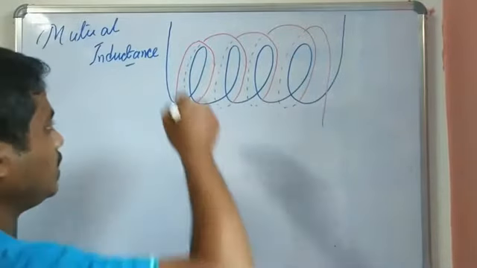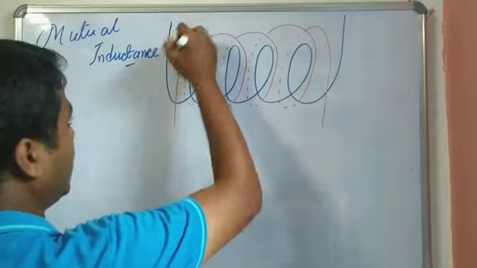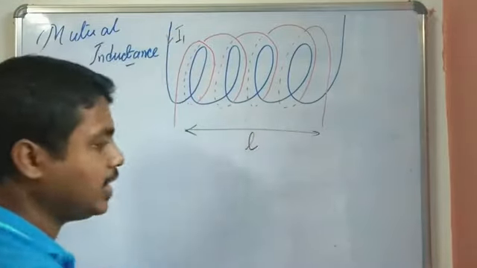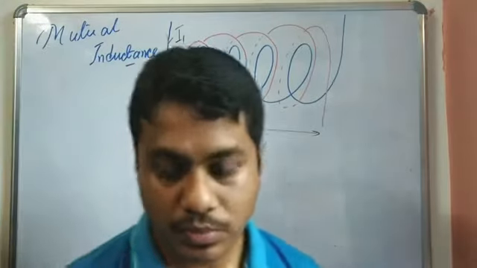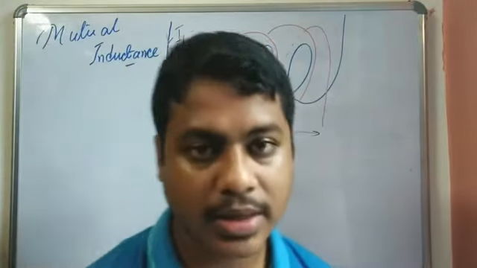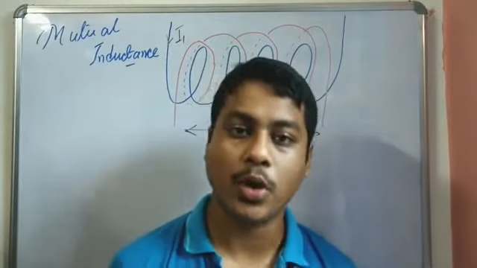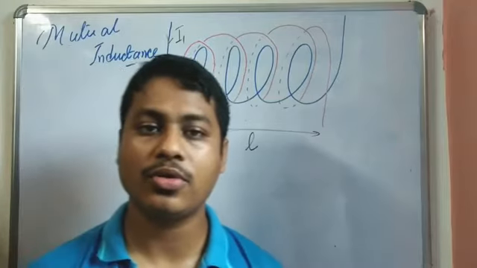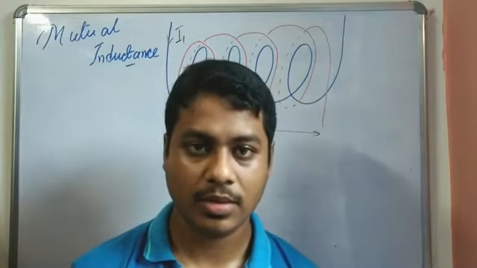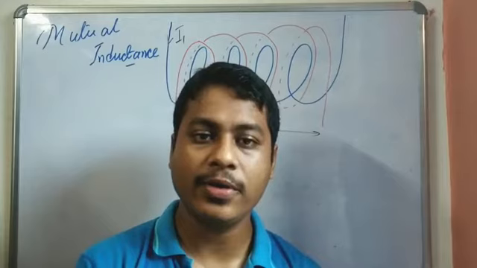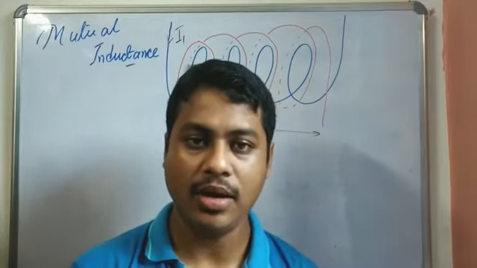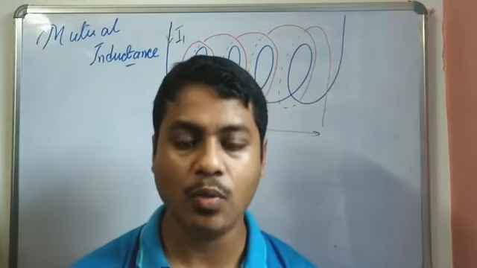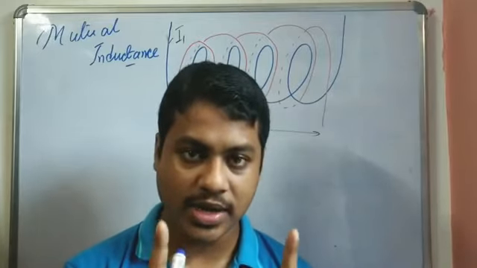The first one, this one, is carrying a current of I1 and the length of the solenoid, suppose I consider as L. We know the property that the magnetic field produced in the primary coil will also be produced in the secondary coil. And the amount of magnetic field that changes in the secondary coil is called magnetic flux. So we need to find the magnetic flux linked with the secondary coil.